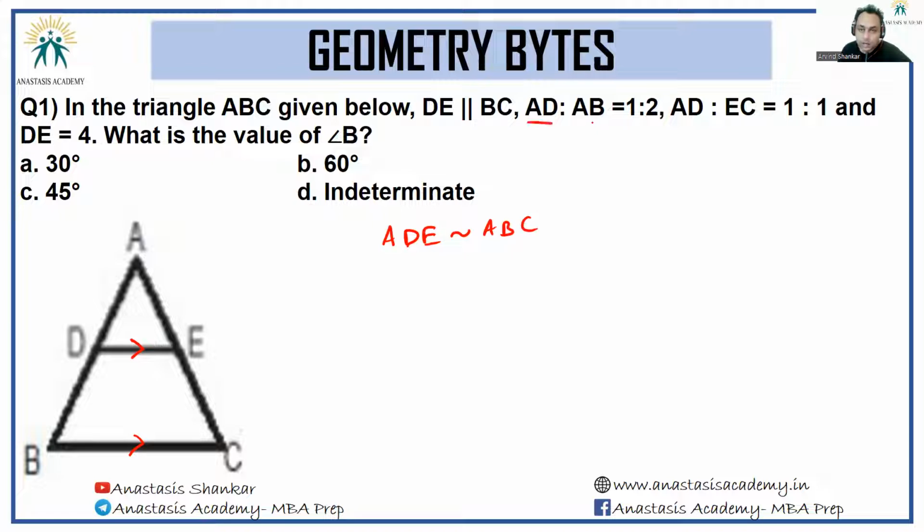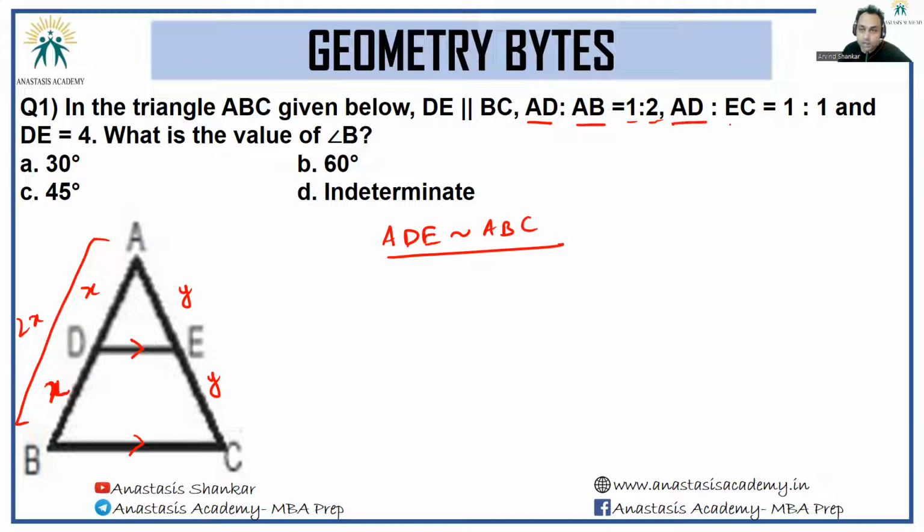Now we are told AD is to AB is 1 is to 2. So if AD is to AB is 1 is to 2, if this is X, this entire thing is 2X, or DB is also X. AD is to DB is 1 is to 1. Also, AE, if it was Y, EC will also be Y, because the ratio of AD is to AB and AE is to AC should be same, because they're similar triangles.